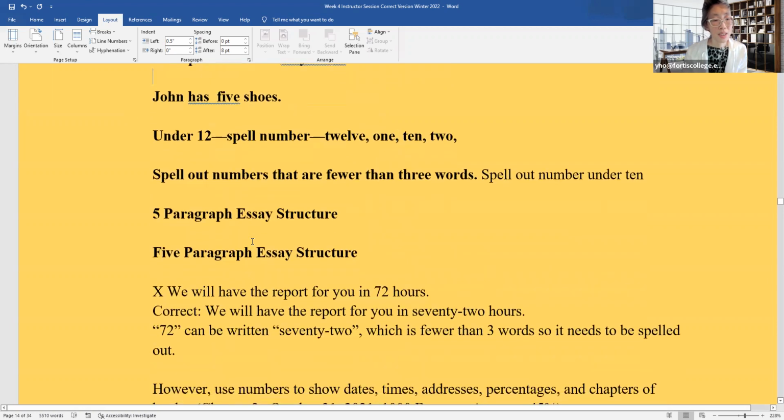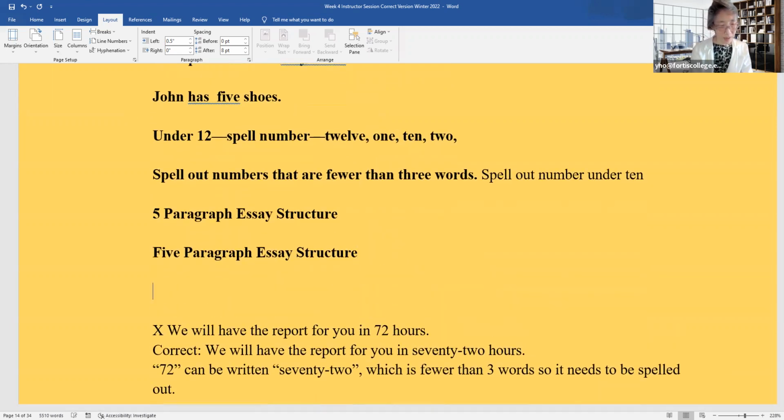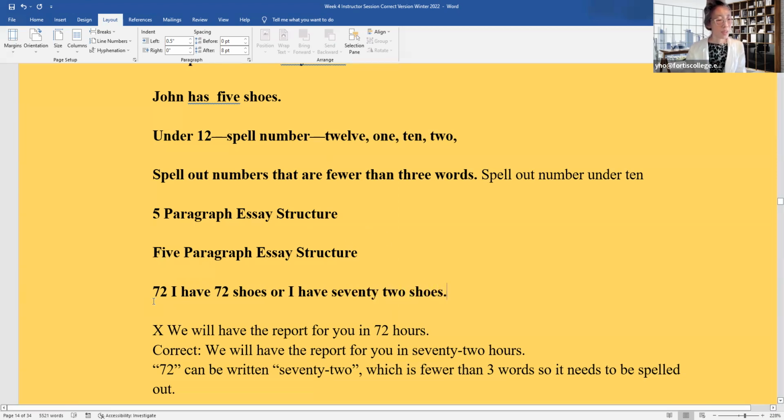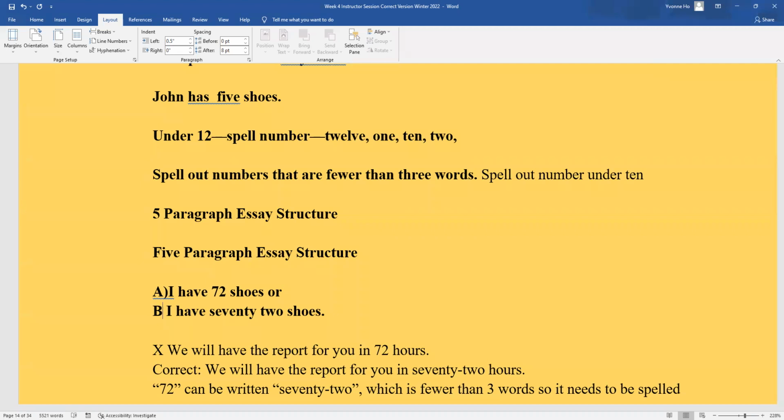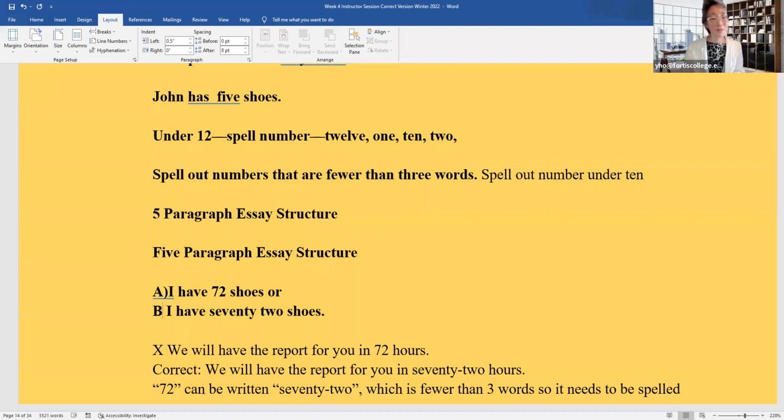So you spell out numbers that are less than 3 words. Okay? And here's an example. If I want to say 72, do I write "I have 72 shoes," or do I write "I have seventy-two shoes"? I'm going to put this as A, and this as B. Which one is correct? It's B, "I have seventy-two shoes." You have to spell it out because it's less than, yes.